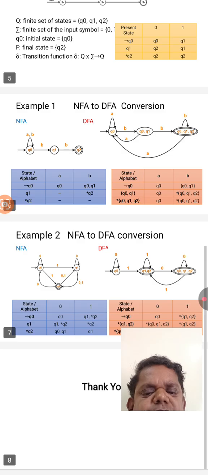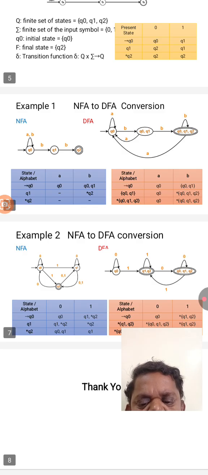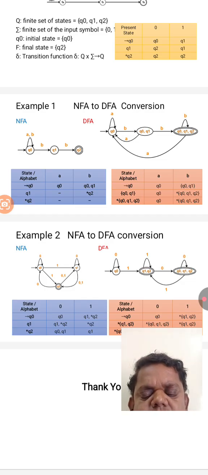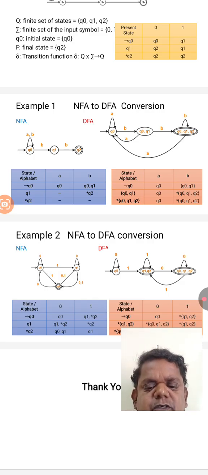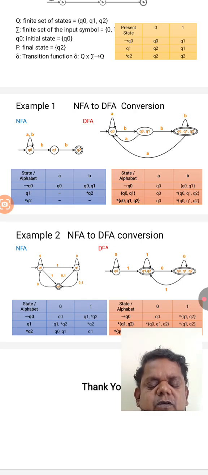Next example is NFA to DFA. Here what are the states available? q0, q1, q2. What are the inputs? 0, 1. q0 with 0 goes to q0 state. q0 with 1 goes to q1, q2 state. q1 with 0 goes to q1, q2 state. q1 with 1 goes to q2 state. q2 with 0 goes to q0, q1. q2 with 1 goes to q1 state.